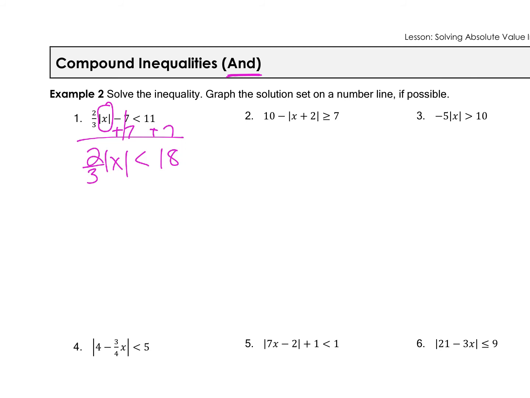To get rid of that fraction, we're going to flip it and multiply. So I'm multiplying both sides by 3/2. So that 2 I can reduce, that'll be a 9. So 9 times 3 is 27. Okay, so we're going to set up, this one is, notice after we isolate, is less than. When you have a less than, you're going to be setting up an and statement, which looks like this.